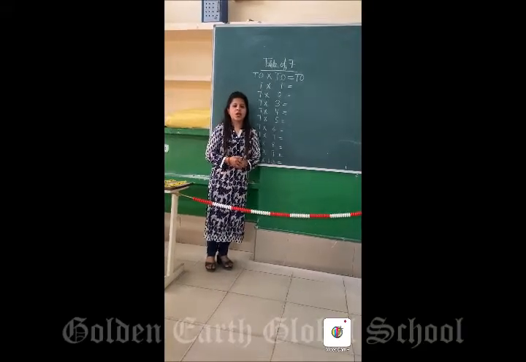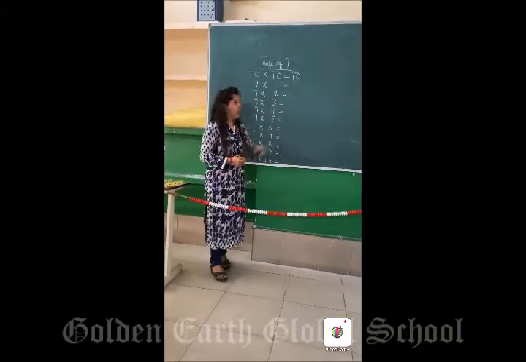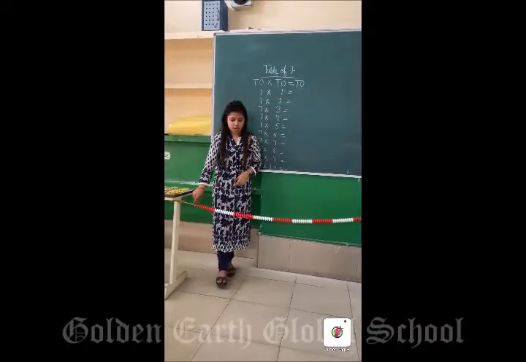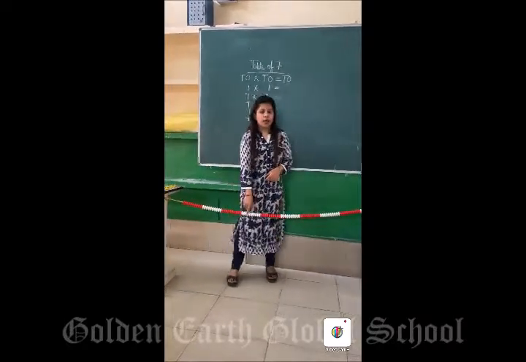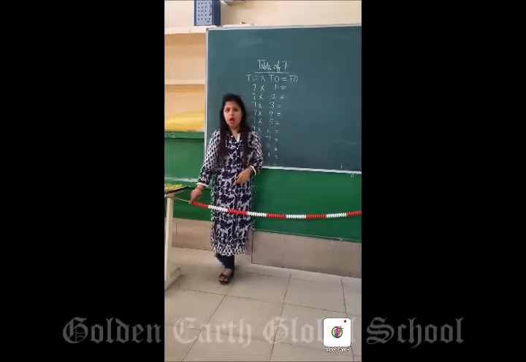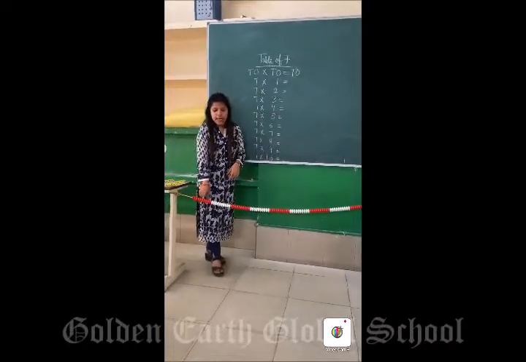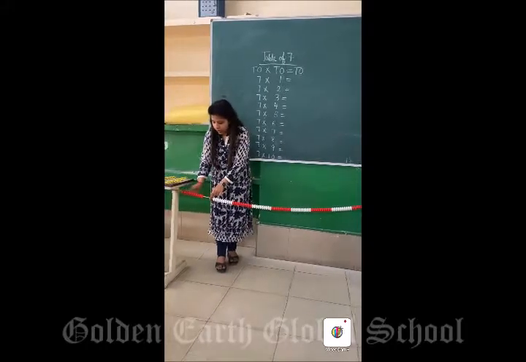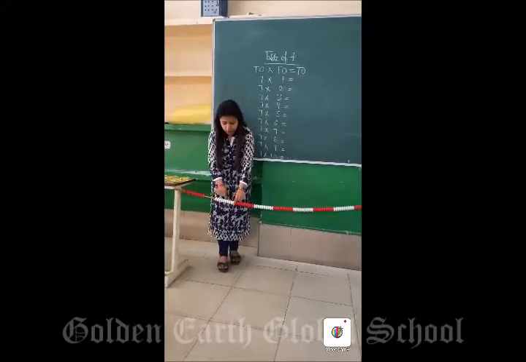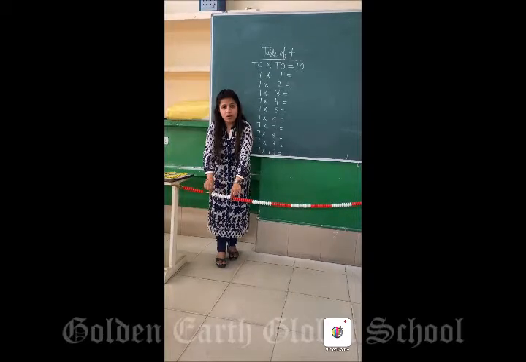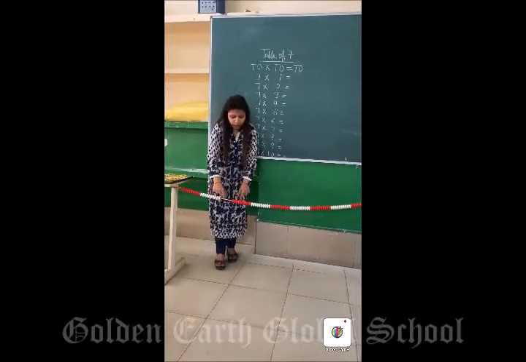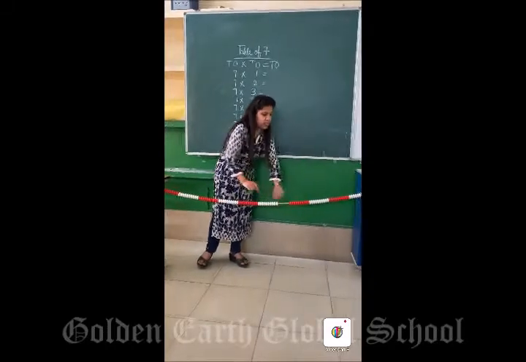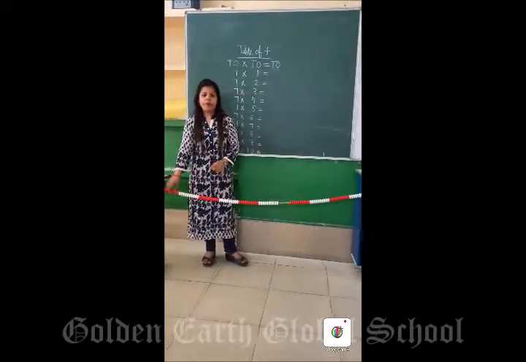Good morning, students. Today we will do the table of 7 with the help of Ganitmala. This is a Ganitmala. In this Ganitmala, we have 10 beads of each color. These are 10 beads. Again, then we have white beads. These are also 10, 10, 20, 30, 40, 50, 60. These are pairs of 10 beads.